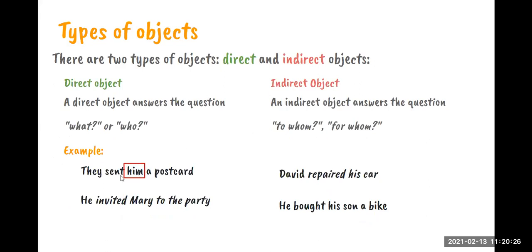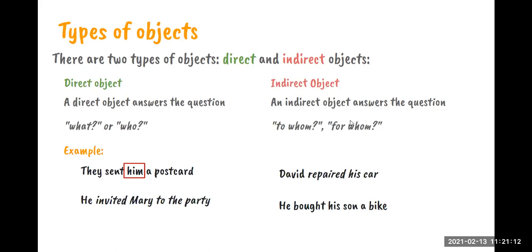Remember that generally we have the object after the verb, okay? So let's see here, the next one. He invited Mary to the party. What do you think, guys? What is the object in this sentence? Which is the object? Mary. Direct or indirect object? Indirect object. Okay, what is the question here that we answer? Who invited Mary?